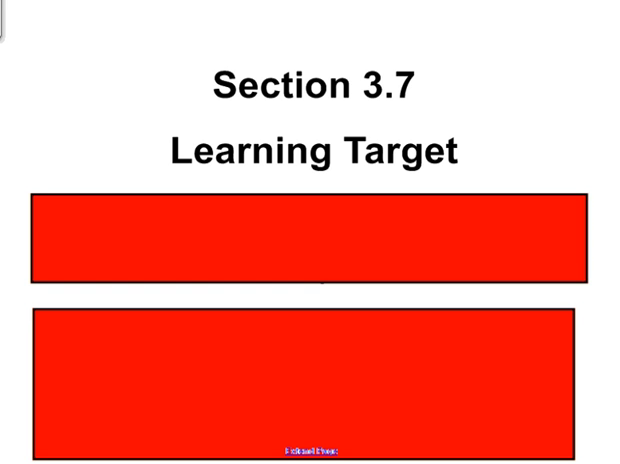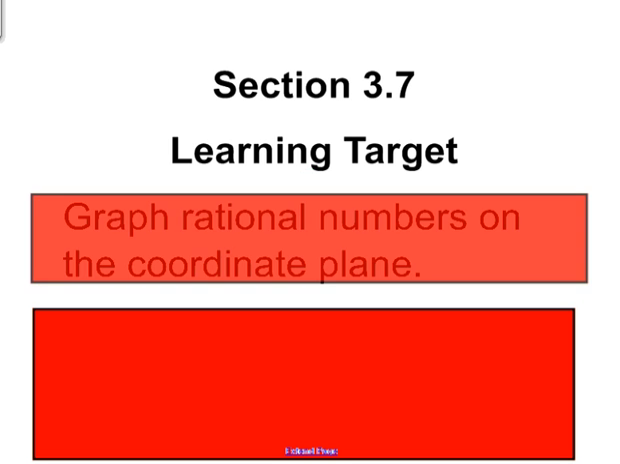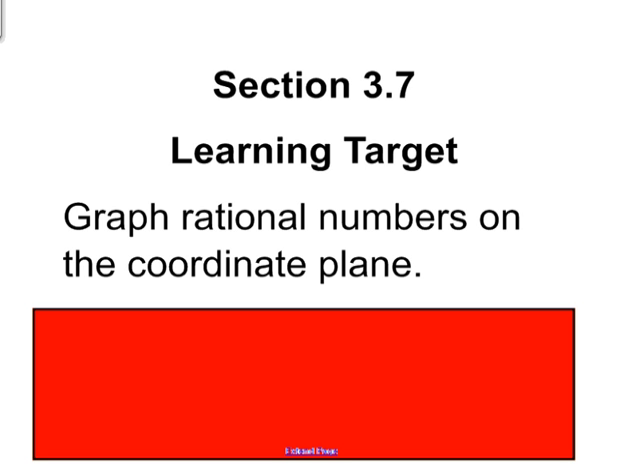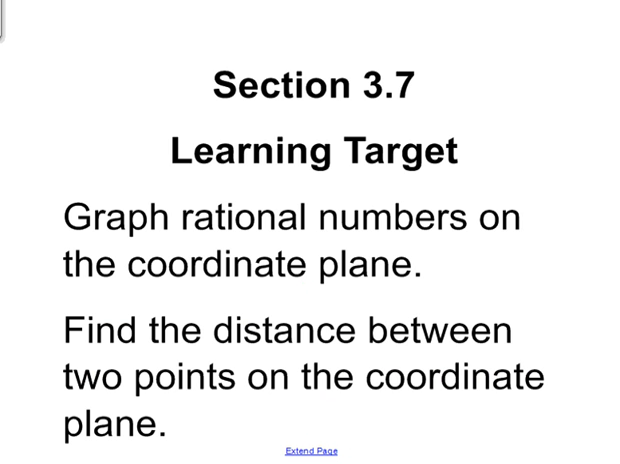All right, we're going to start our review video for section 3.7. That's chapter 3, section 7. And as always, we identify the learning targets. The learning target in this case, there's two of them for this section. We're going to graph the rational numbers on the coordinate plane, and we're going to find the distance between 2 points on the coordinate plane.